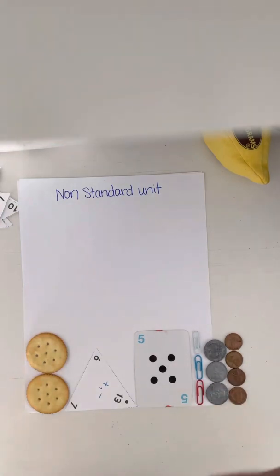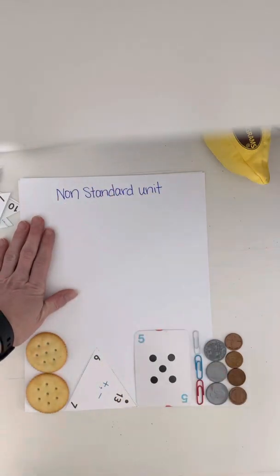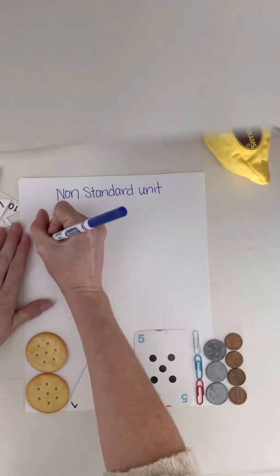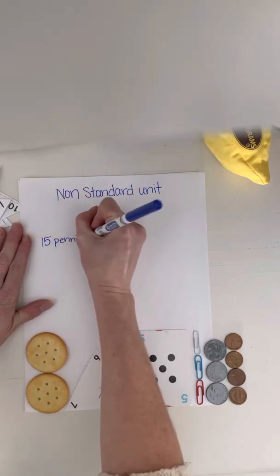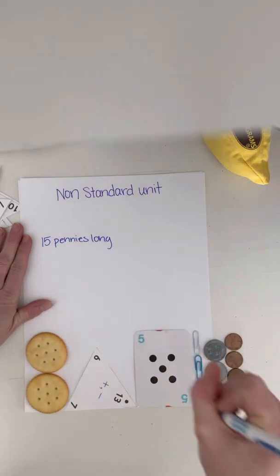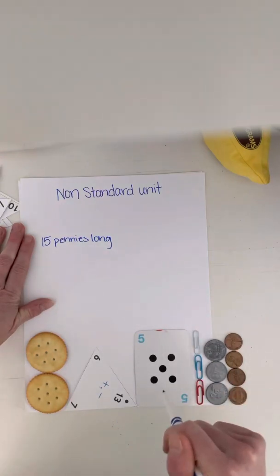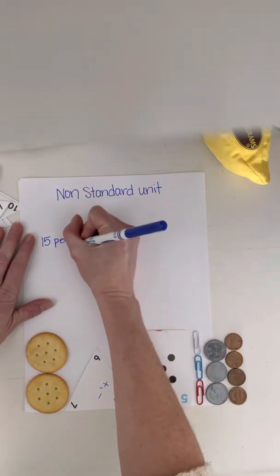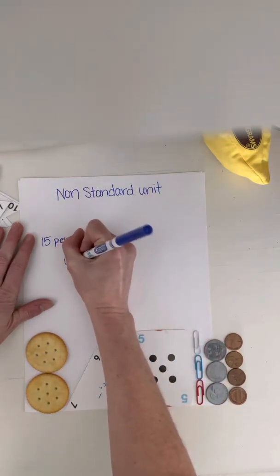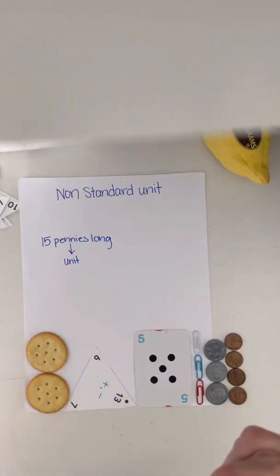How long it is. So maybe you will end up telling me that it is, I am just guessing, I do not know, but maybe you will tell me that it is 15 pennies long. I do not know how long it is. I do not know if it is 15 pennies, although I'm going to find out in just a second. But your unit is pennies. Your unit is pennies. So this is going to be your activity today.